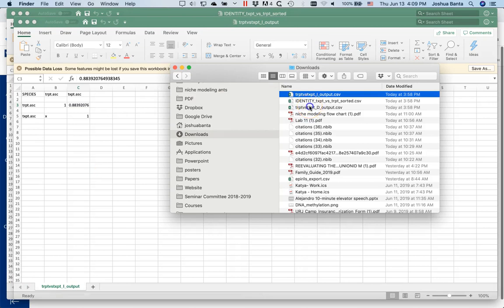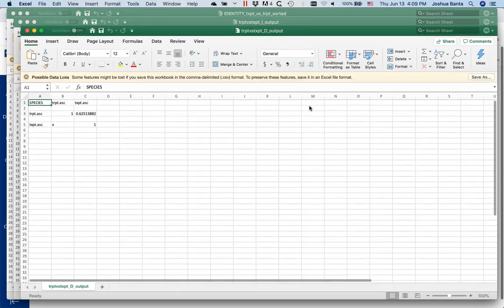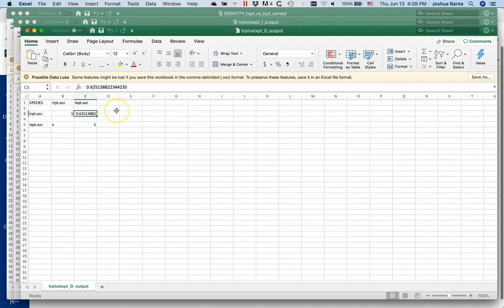Again, there's no reason to prefer I over D. They're just two different ways of measuring niche overlap, so it's always safest to present both of them, and that's why we're looking at both. Okay, so here for D, the niche overlap value is 0.65. So those are your real niche overlap scores.